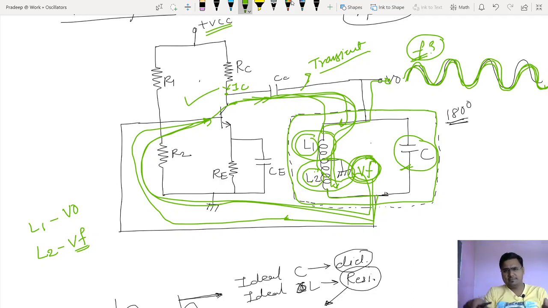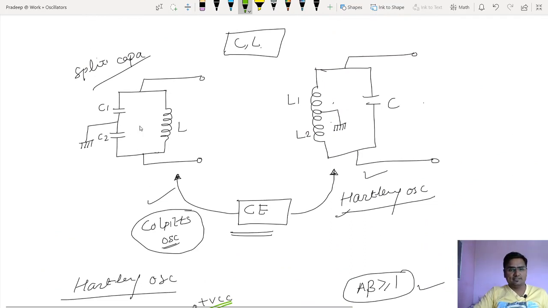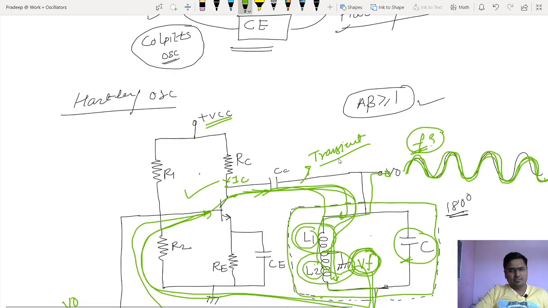You will have the same thing in the Colpitts oscillator, because there I will have two capacitors and one inductor. Now here we have two inductors, one capacitor. There you have two capacitors and one inductor. I hope this is now clear about the Hartley oscillator. People call it Hartley oscillator, Hartley's oscillator, whatever. Okay, that is the operation.